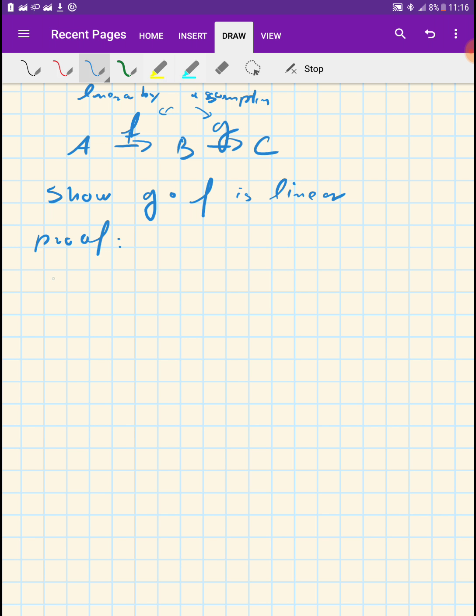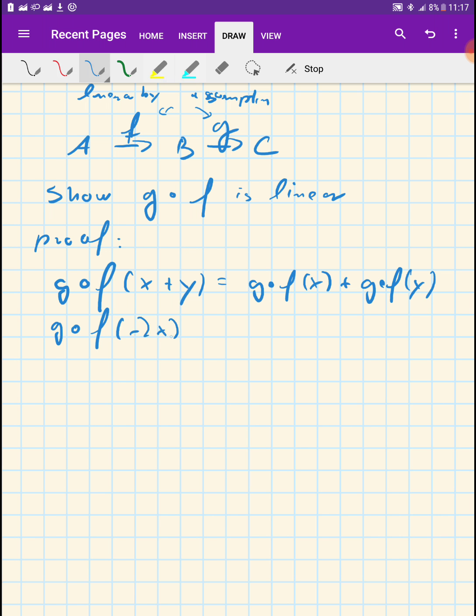So let me write down what this translates to in our case. We have this map G after F, and we apply this to a sum of vectors. So X is a vector in A, and let's say Y is also a vector in A. For linearity, we want to show that this is the same as G after F of X plus G after F of Y. And we also want to show that G after F of lambda X is the same as lambda times G after F applied to X. So these are what the two axioms for a linear map translate to in our case, in this example.